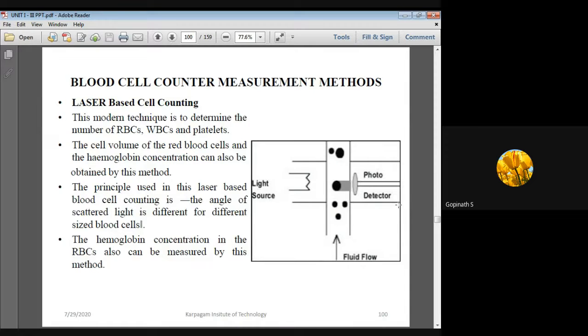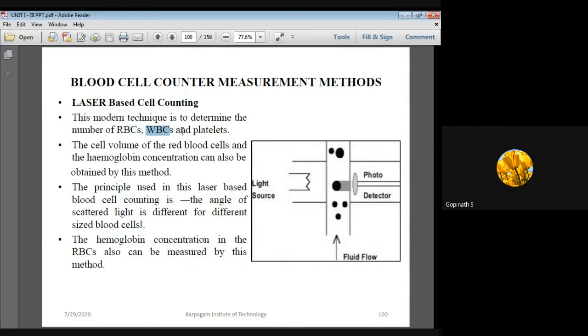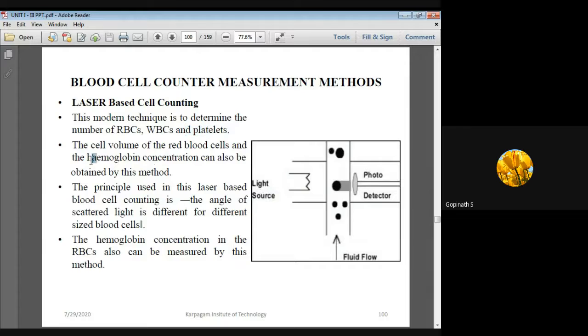From the RBC we can measure the hemoglobin concentration. Okay, hemoglobin concentration. So using this method we can easily measure the RBC count, WBC count and platelets count, and meanwhile we can also measure the hemoglobin concentration. So this is the fourth method. This is the concept of the fourth method.